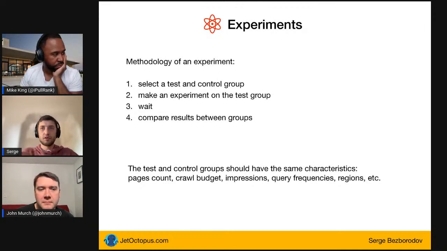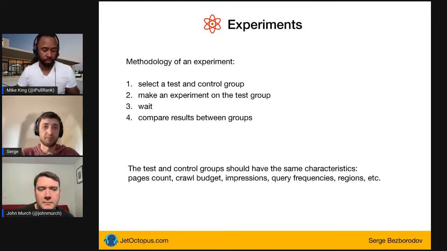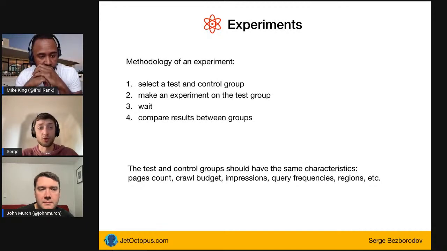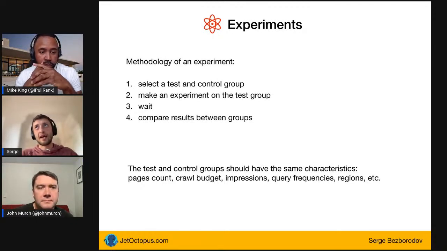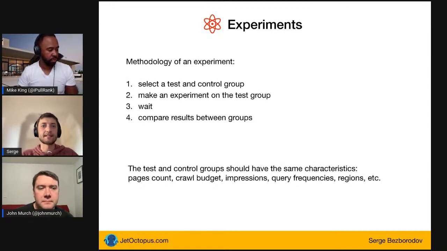So for example, you saw my presentation and tomorrow you want to go and do some experiments. So you select two bunches of pages, your test group and your control group. And as we understand, those groups should be almost the same. If you have a 1 million pages website, you should select at least 10,000 pages for every group, not 100 pages, because it will not give valuable results.